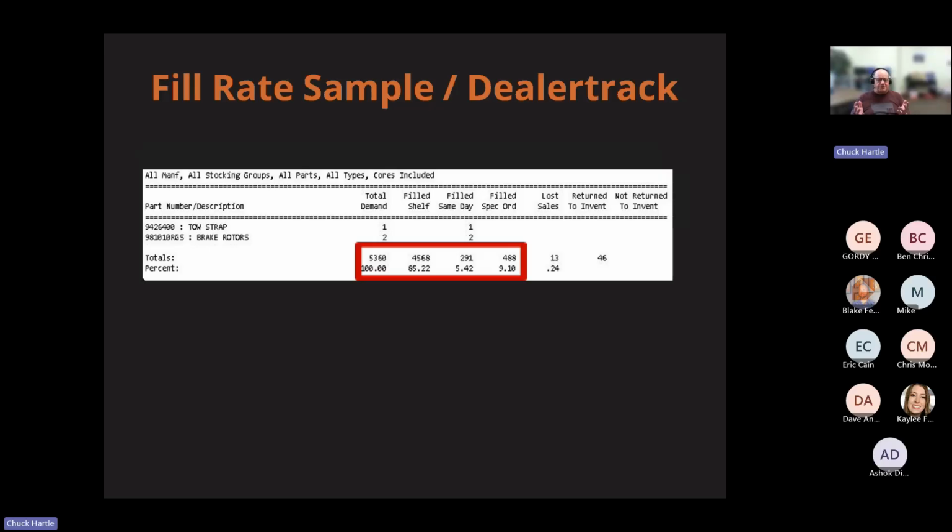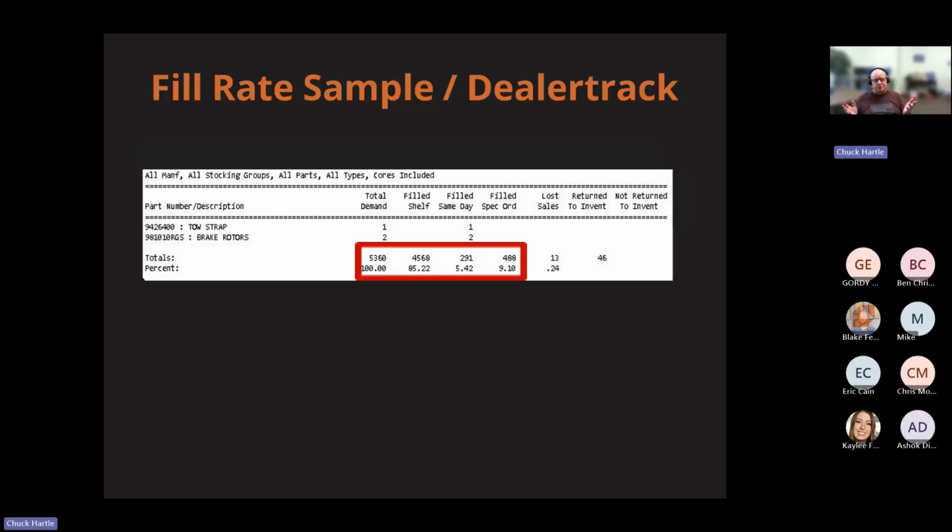Sometimes I have to scratch my head on that and go, okay, do they just keep cars in the shop for a lot longer than everybody else? But one of the things I do like is if you're using the special order feature, it really shows 9.1% of their fill rate is coming from special orders that were placed. So, for those of you that might be listening that happen to be DealerTrack, they have the best canned one that I've seen so far.